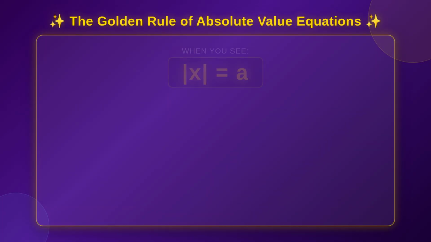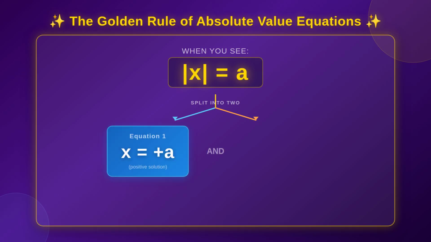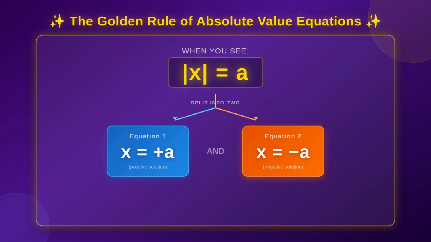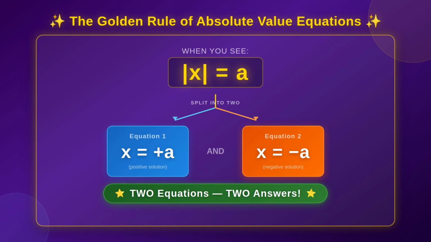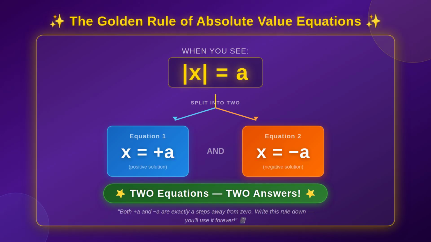Now we're ready for the golden rule, the rule Maya wrote in her notebook and circled 3 times. When you see an absolute value equation, like the absolute value of x equals a positive number, you split it into 2 separate equations. The first equation, x equals positive a. The second equation, x equals -a. Then you solve both. This works because both positive a and negative a are exactly a steps away from 0. Remember, absolute value equations almost always give you 2 answers. Write this rule down. You'll use it forever.